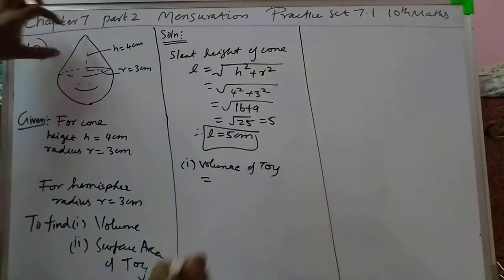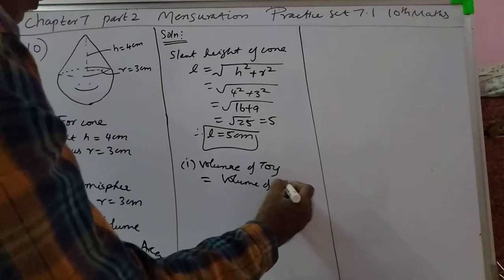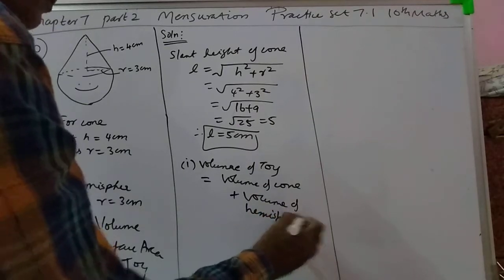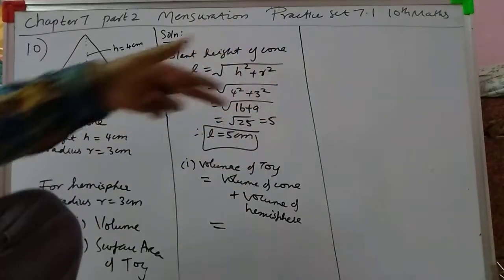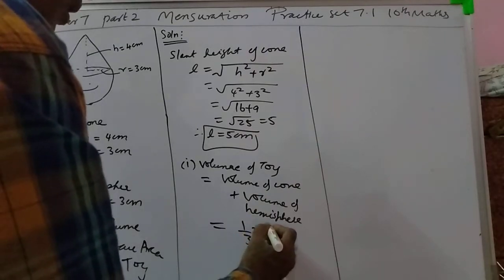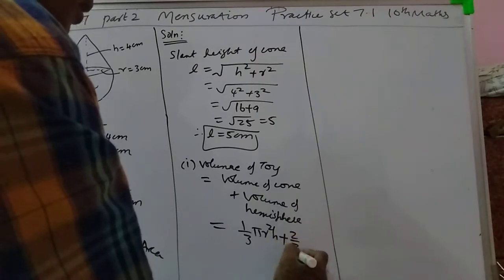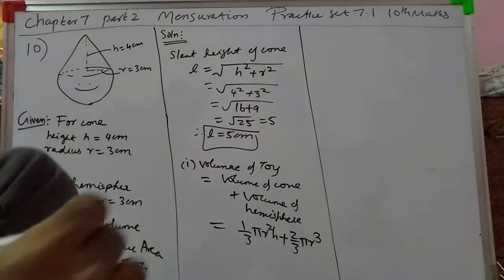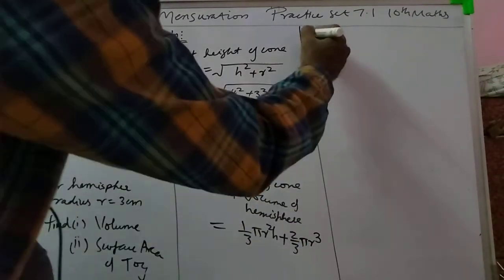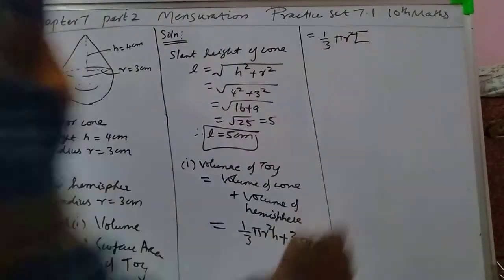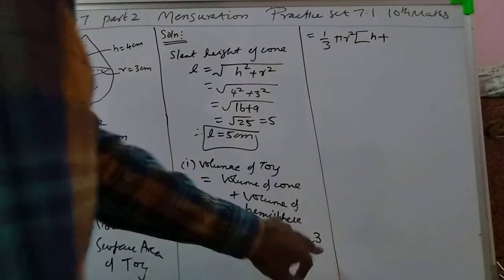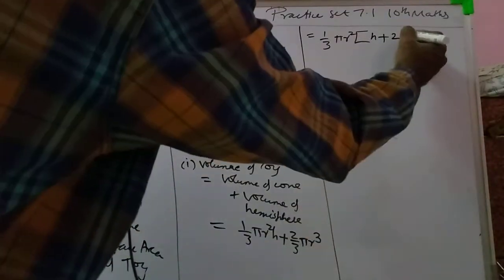Now let us move on to first part, okay. Volume of toy is equal to volume of cone plus volume of hemisphere, okay. So what is the formula for this? That we will write, okay. So we have the formula for cone volume is 1/3 pi r square h, and volume of hemisphere is 2/3 pi r cube, okay. So here 1/3 pi r square is common, you can take it out. What is remaining? h is remaining, and here 2 and one more r is remaining, okay.